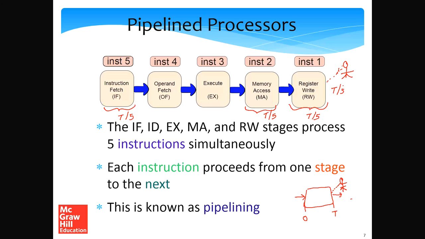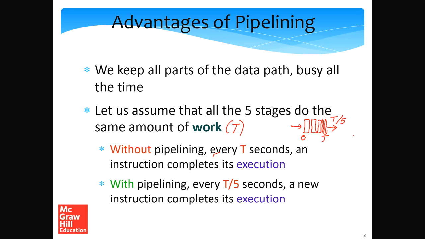And in this case, every t by 5 seconds, one instruction comes out. Which means that, let's say, after n seconds, the number of instructions that would have successfully executed in a pipeline processor is n divided by t by 5, which is 5n by t. But here, after n seconds, the number of instructions that would have completed is n by t. So a pipeline processor in this case, in its most simplest form, can process 5 times more instructions than a non-pipeline processor.